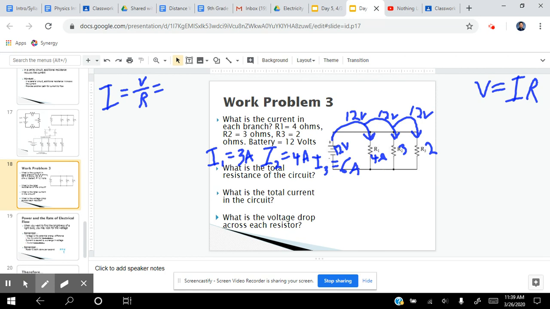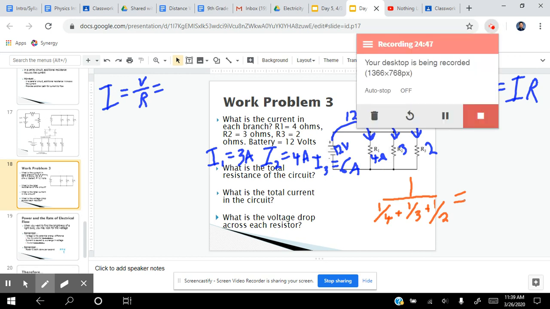Second question, what is the total resistance of the circuit? So remember to find total resistance of a circuit. All right, since we're on another question, I'll change colors here. Total resistance, we're going to use 1 divided by 1 over R1, which is 4 ohms, plus 1 divided by 3, plus 1 divided by 2. And whatever you get for that, that is going to give us our total. So take a second to pause if you want to solve for that, because I do as well.